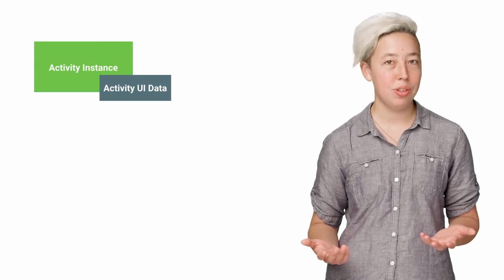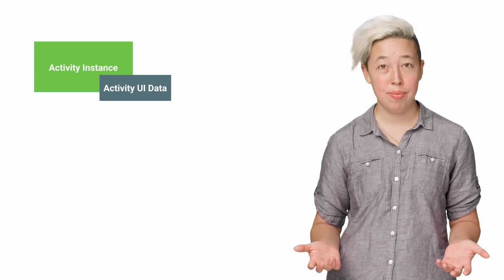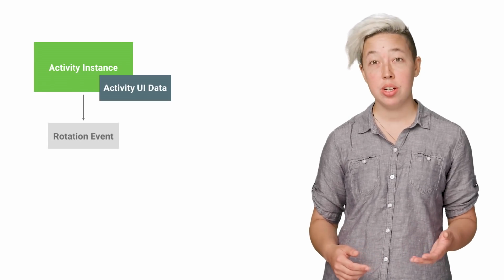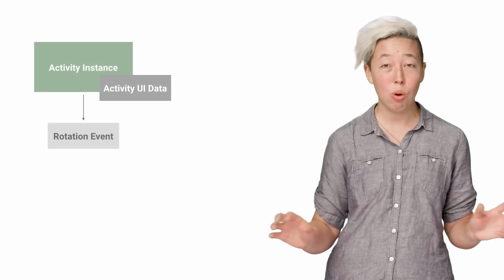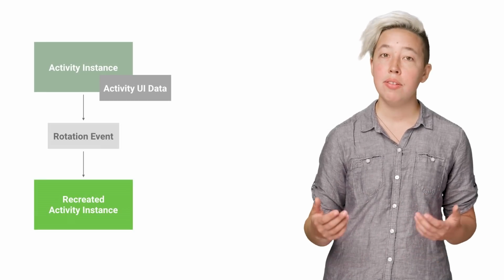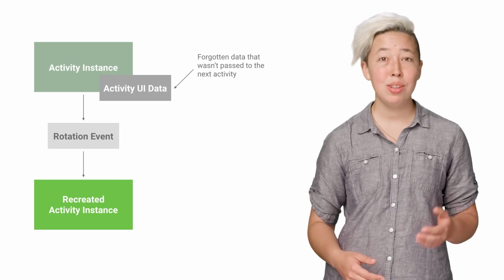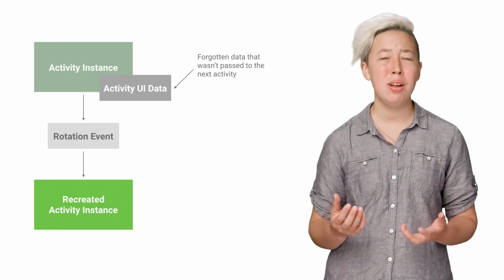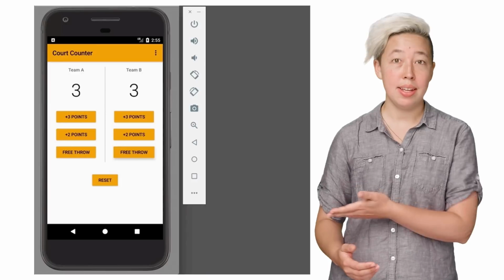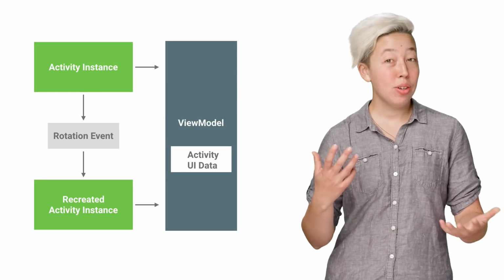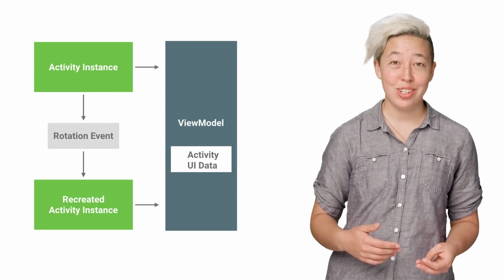Now, here's a real-world example of why that might actually be useful. Rotating your phone is considered a configuration change. Configuration changes cause your whole activity to get torn down and then recreated. If you don't properly save and restore data from the destroyed activity, you may lose data and end up with weird bugs or even crashes, like this. Yeah, that's no good. So enter the ViewModel, which survives configuration changes.